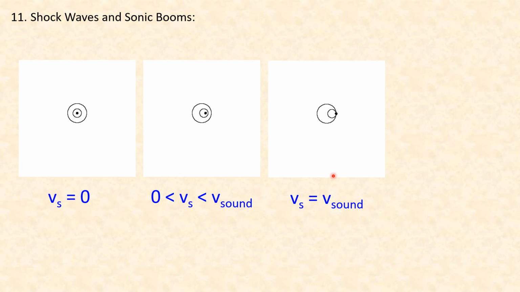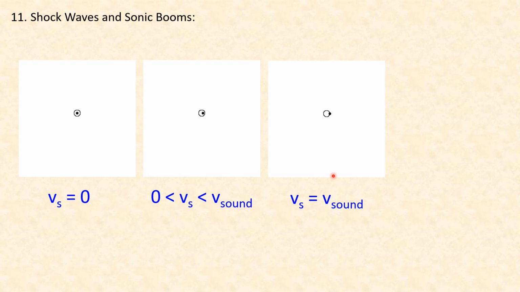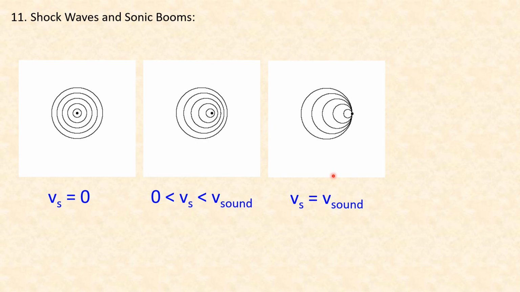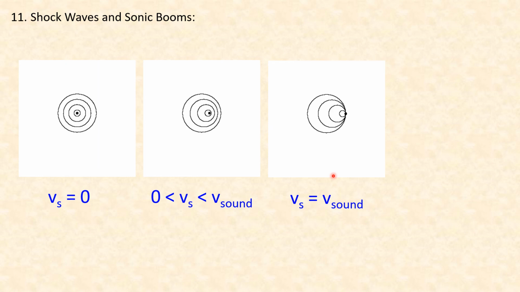All right, so now we look at the case where we get the sonic boom. What happens when the source of sound exceeds the speed of sound? That means the sound source is traveling faster than the speed of sound.